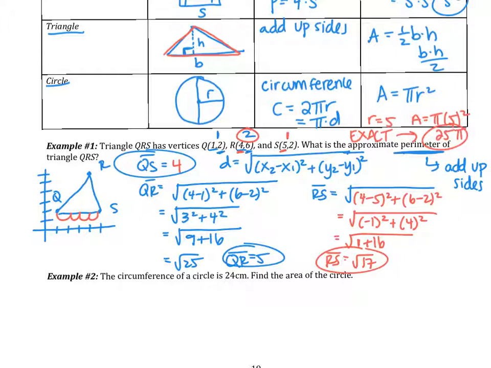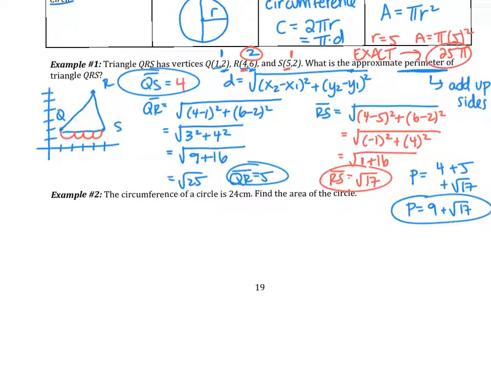So the final question was, add up the sides. So the perimeter is going to be that side of 4, add that side of 5, add that square root of 17. Okay, in this case, 4 and 5 are like terms. Those are going to give us 9 plus the square root of 17. That is our perimeter. I know that we don't like when answers look like this, but that's okay. This is called the exact answer.